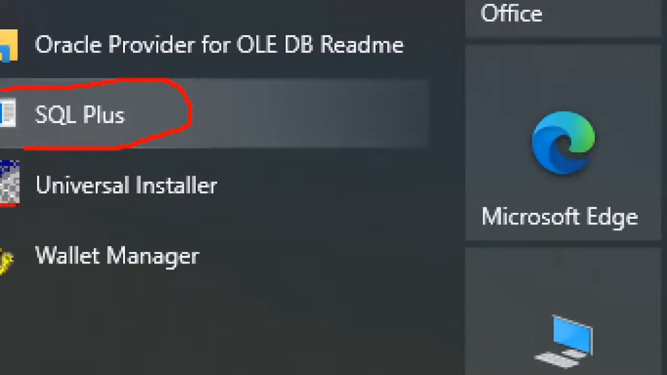Daily through this tool, we are interacting with the server, that is, the Oracle database. Those are all the things we are learning in our course: what is this tool, what is that server, how it will be connected, what is the username, what is the password, like this.